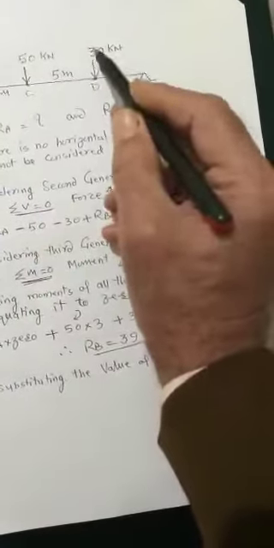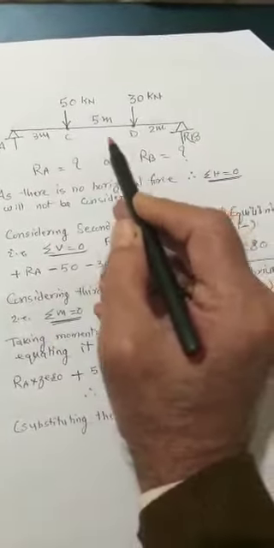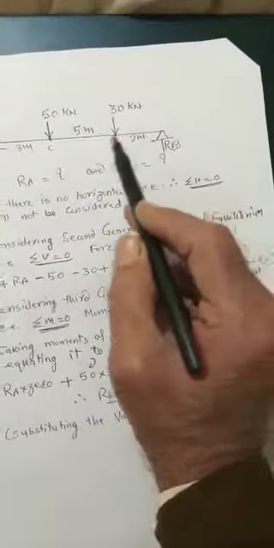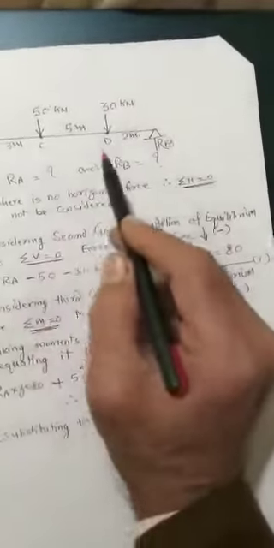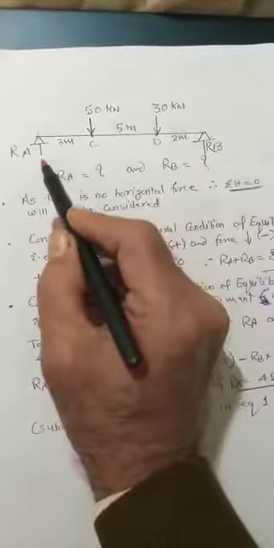Now this is a beam AB of length 10 meters and there are 2 point loads of 50 kilonewton and 30 kilonewton acting at distances of 3 meter, 5 meter and 2 meter at AC, CD and DB. This reaction is not known.